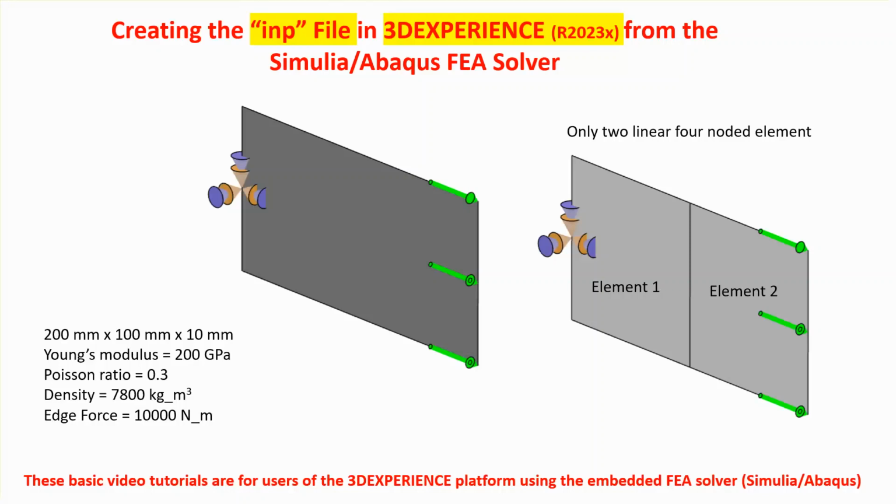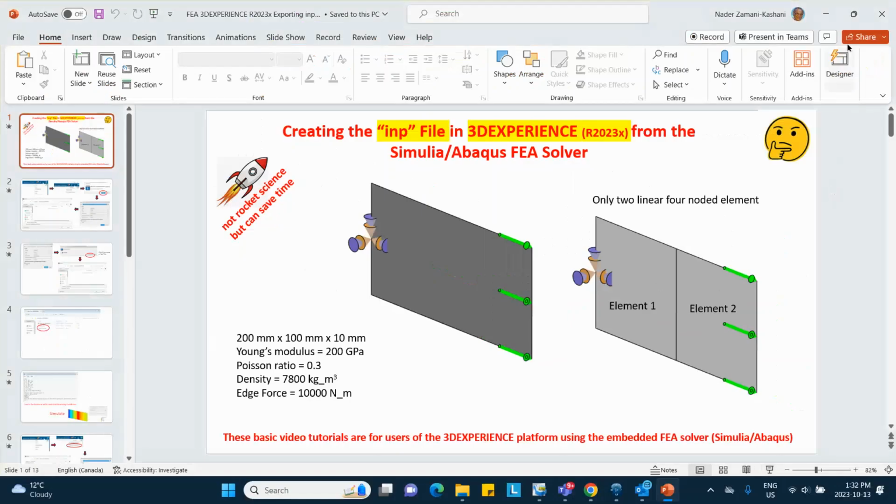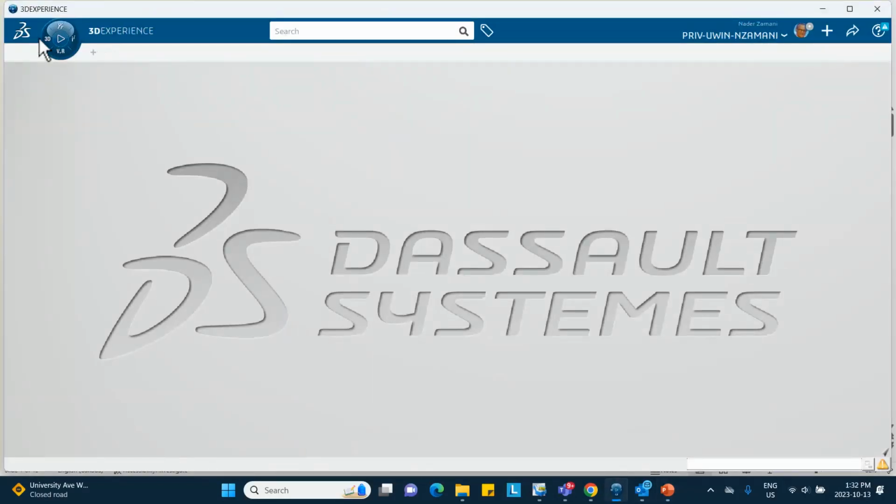All right, that being the case, let's go to 3D Experience and model this. It's a shell problem, very simple shell problem. Left end is clamped, right end is subjected to a shell edge load. And I'm going to make only two elements just so that you can see the INP file and it's not very long. All right. Remember, this is not rocket science, but it's not obvious either. All right, so we go to 3D platform.